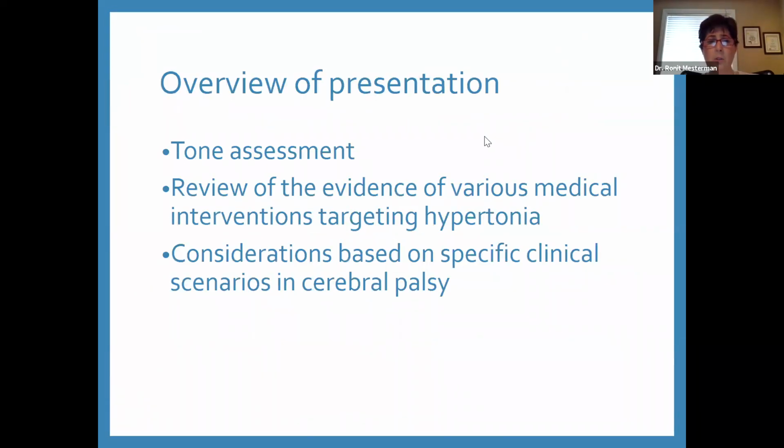My plan today is to provide an overview on tone. Specifically, I was asked to talk about spasticity, but I'll take it a little bit broader, so we'll talk about tone in general. Then I will walk you through various medical interventions. I will tell you in advance that I will not cover everything, because that would go beyond the 45 minutes that I was allocated. I will focus on the medical interventions that we as neurologists are often involved in. At the end, I will try to apply this to some specific clinical scenarios in cerebral palsy, and I hope that we'll have time to discuss.